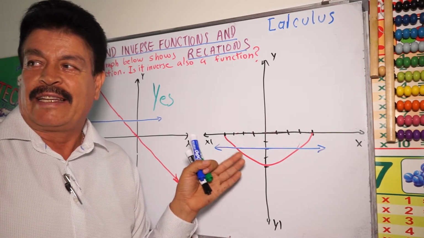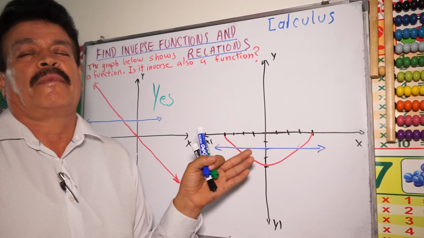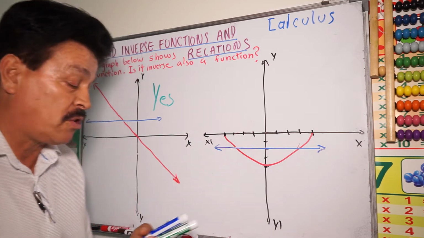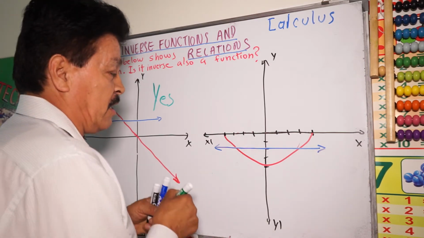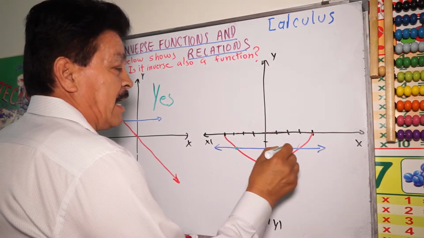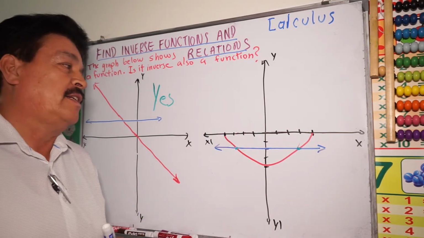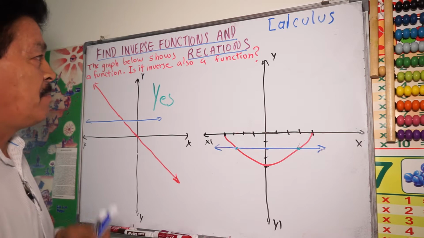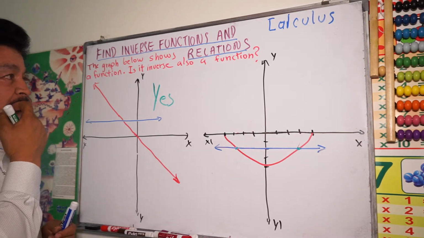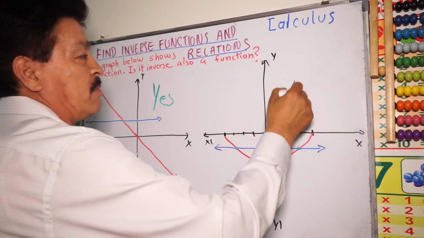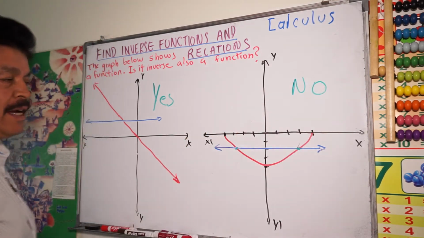This function's inverse is not a function. It's a relation because the horizontal line touches one or more points, right? Then its inverse is not a function. Okay, it is not a function. This one. So here you have to write no, right?